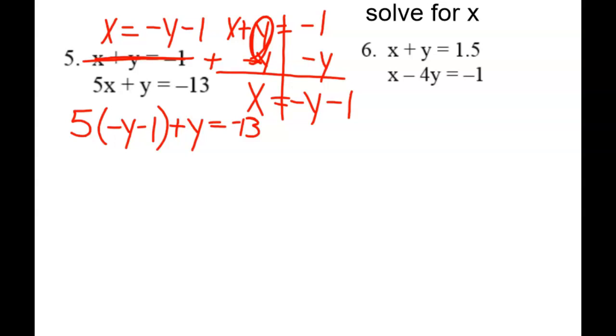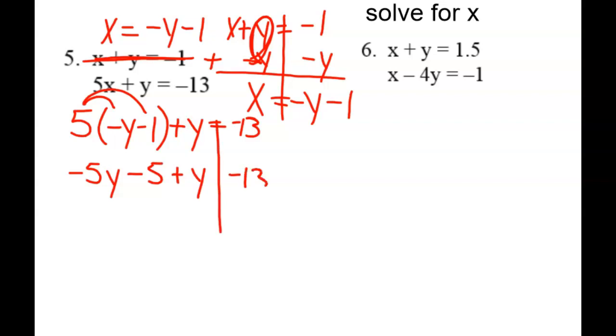Right? Ooh, I gotta go down PEMDAS again. What do I have to get rid of first? How am I going to get rid of the parentheses? What do we call those? Distribute. We're going to draw our rainbows. What's 5 times negative y? Negative 5y. What's 5 times negative 1? Negative 5. Bring down your plus y. Bring down your negative 13.